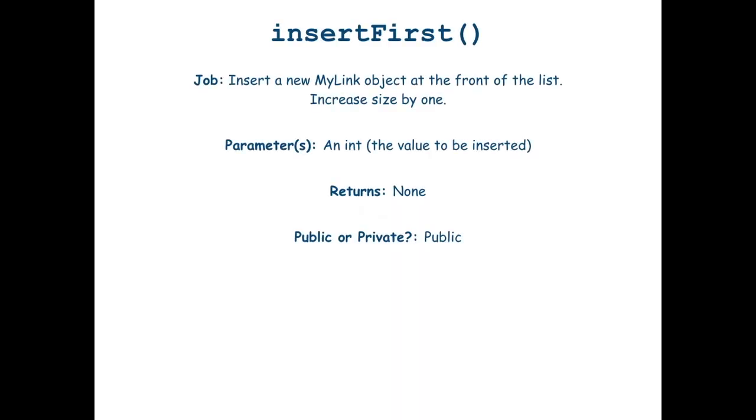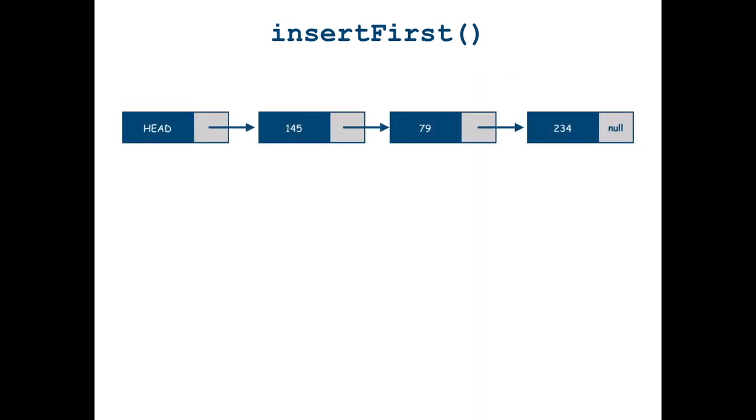All right, starting with insert first. So, like I said, the job of insert first is simply to insert a new MyLink into the front of the list. And of course, this will increase the size by 1. It receives 1 value as a parameter, the value you want inserted. It returns nothing, and is a public method. Alright, so here's how it works.